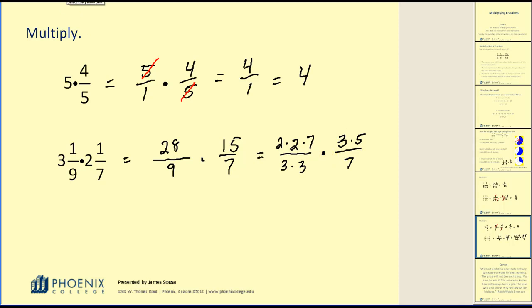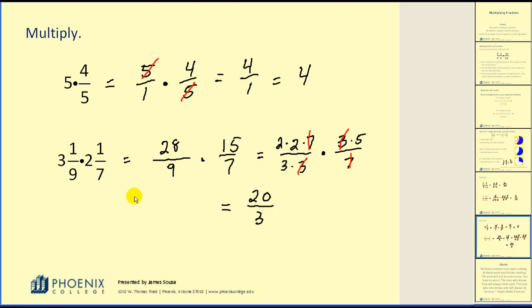So we identify the common factors. Looks like we have a 7 and 7, 3, 3. Okay, the remaining factors will be our product in simplest form. Let's see, on top we would have 2 times 2 times 5. That would give us 20. And 3 on the bottom, 20/3. This is the answer in simplified form.